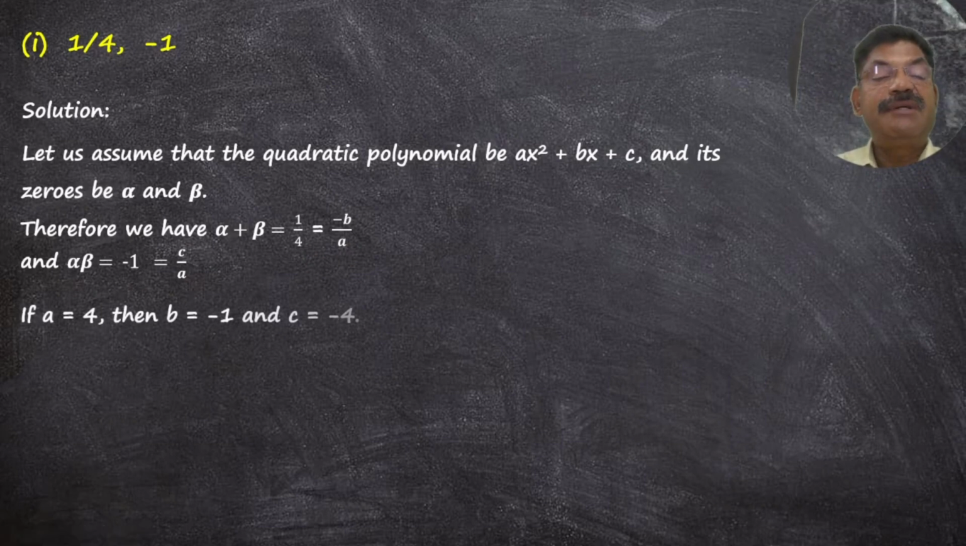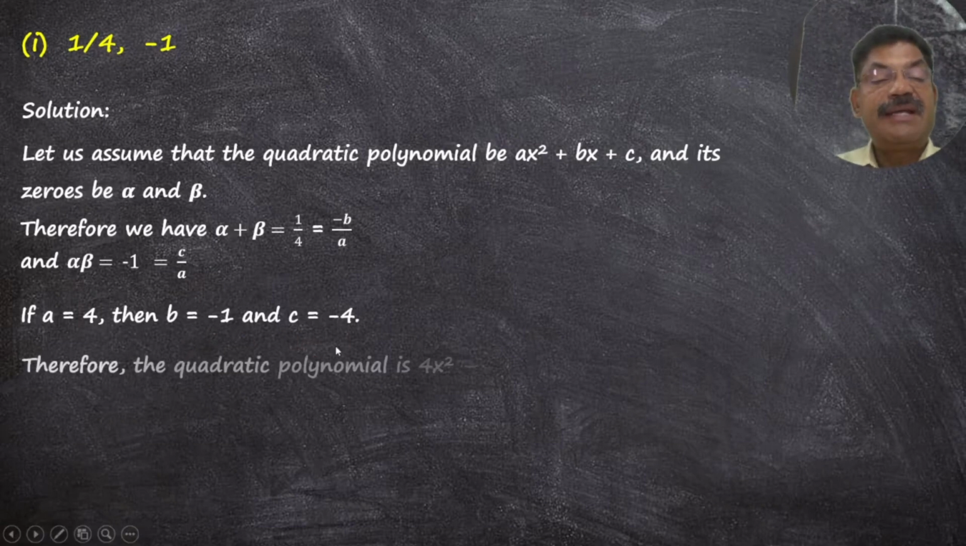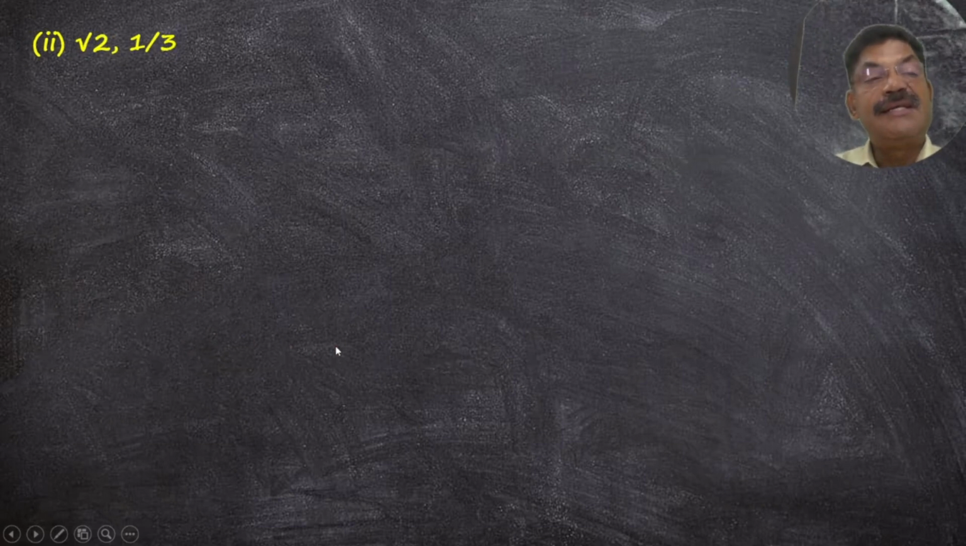You can give arbitrary values for either a or b or c. But here, if I take a equal to 4, these two denominators will get cancelled and I can easily find the value of b. So I take a equal to 4. Then automatically b equal to minus 1 and c equal to minus 4. Now I can write the polynomial. 4x square minus x minus 4 is the required polynomial. In a similar way, we are going to solve the second problem.